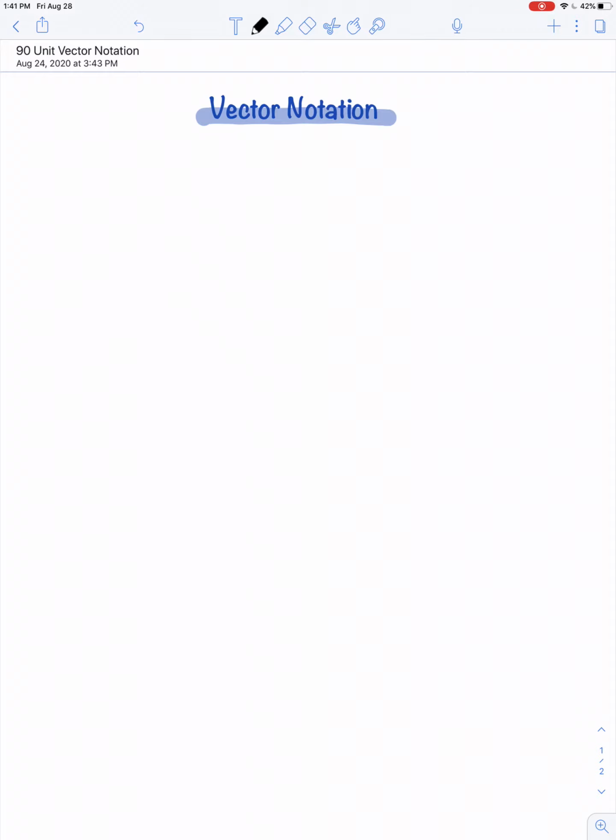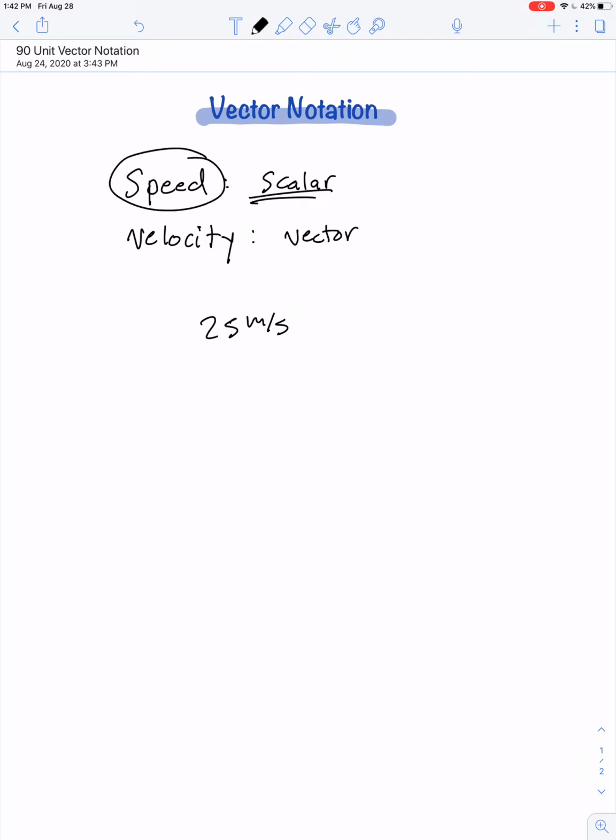Okay, recall there's a difference between speed and velocity. Speed is a scalar quantity, and velocity is a vector quantity. For example, if I told you that this morning I was driving my car at 25 meters per second, then all you know is how fast I was traveling. I only gave you scalar information.